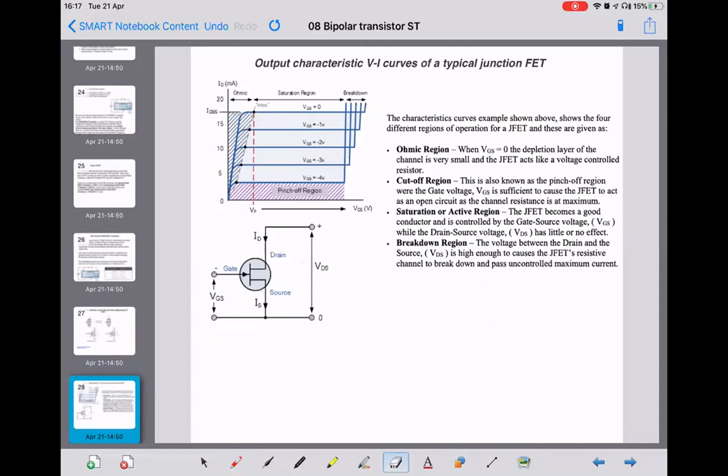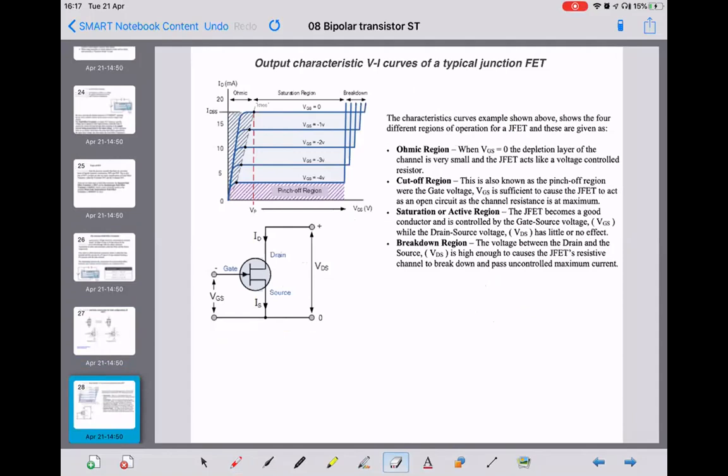Okay. So just a couple more little bits to do, and then we'll probably have a little bit of time for me to answer some assignment questions. Output characteristics, or voltage against current curves, for a typical junction FET.